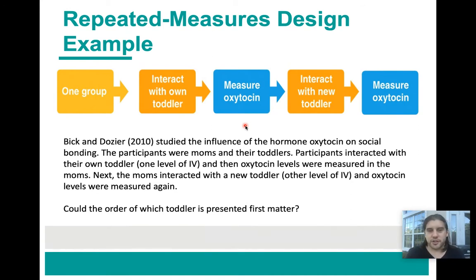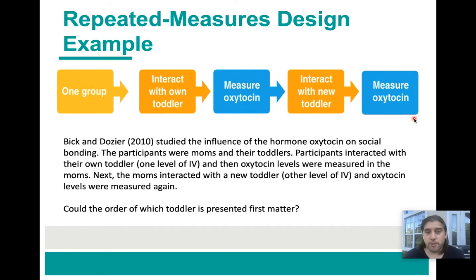So you can imagine an experiment where we have a single group of people interact with maybe their child, right, with their own toddler, and then we measure their oxytocin, and then we have them interact with someone else's child, so a new toddler, and then we also measure their oxytocin. The research question here might be, what's the difference between the impact of oxytocin on your biological child versus a non-biological child, right?